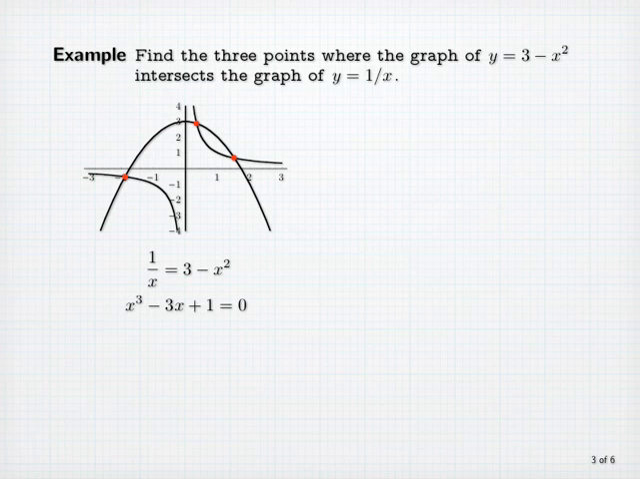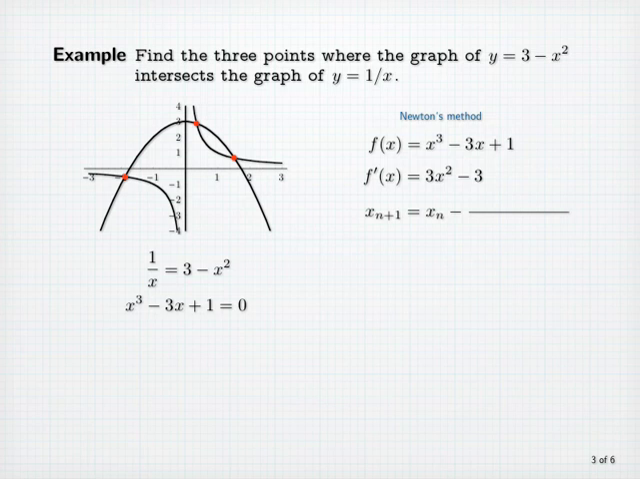This is a root finding problem where the function is f of x equals x cubed minus 3x plus 1, whose derivative is 3x squared minus 3, and so the Newton's method formula can be written as xn plus 1 equals xn minus xn cubed minus 3xn plus 1 divided by the derivative at xn, 3xn squared minus 3. So let's begin by trying to calculate the leftmost point of intersection.